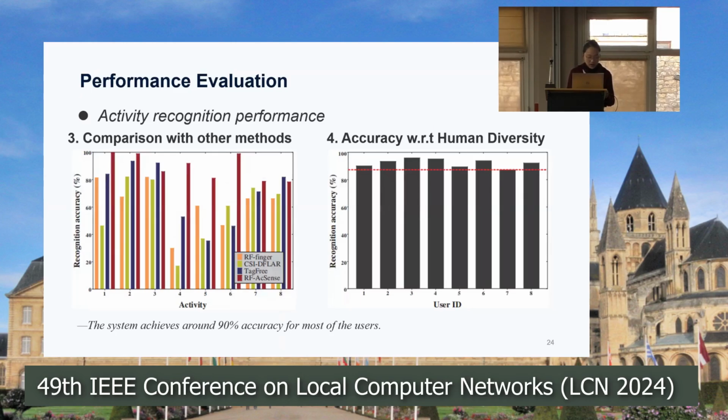We also compare RF-AcSense with 3 mainstream activity or gesture recognition frameworks. Since all the comparison methods do not distinguish between upper and lower limbs, they show poor classification performance for certain categories. The effect of human diversity on the activity recognition performance is shown in the right figure. It can be found that our system achieved around 90% accuracy for most of the users.